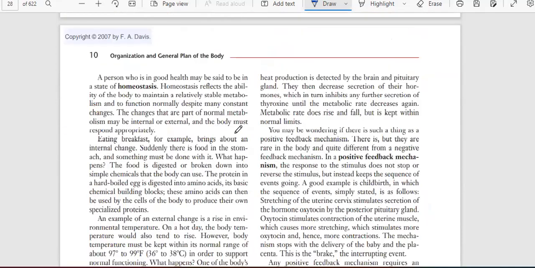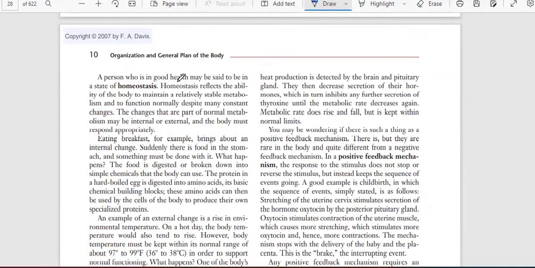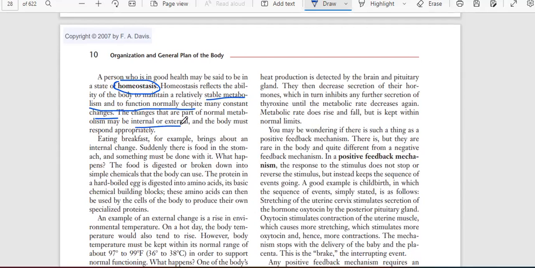A person who is in good health may be said to be in the state of homeostasis. So the balance of the body is nothing but homeostasis. Homeostasis reflects the ability of the body to maintain a relatively stable metabolism and to function normally despite many constant changes. So in the body, a number of changes occur, but along with the changes, our body is stable and metabolism occurs neatly without any disturbance.